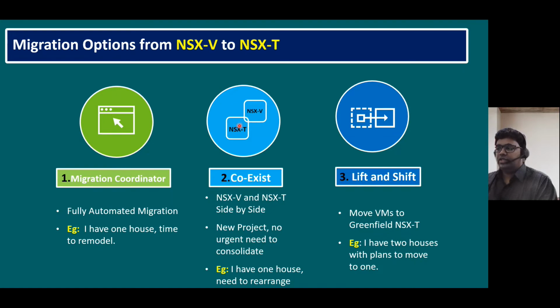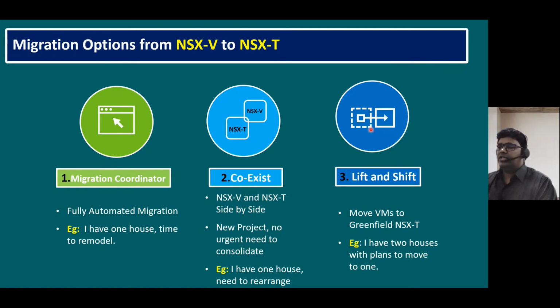And coexist, as you can see in the diagram, we have two within an infrastructure. That is called coexist. NSX-V and NSX-T side by side, we can run our infrastructure and the new project, with no urgent need to consolidate. We can slowly move all our resources from V to T. That is the coexist model. And I have one house that needs to be rearranged. That is just one example for easy understanding.